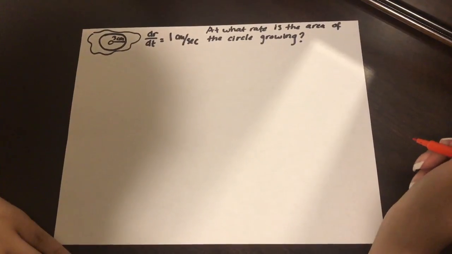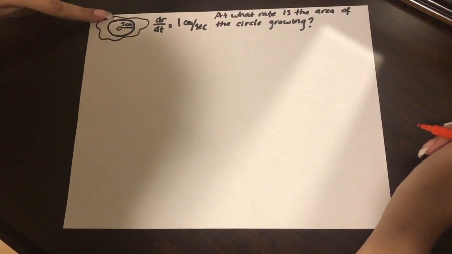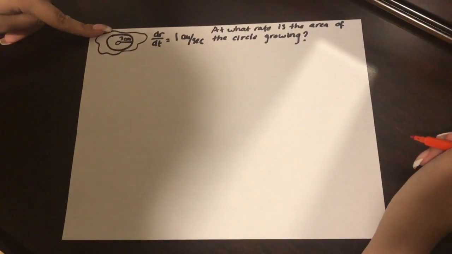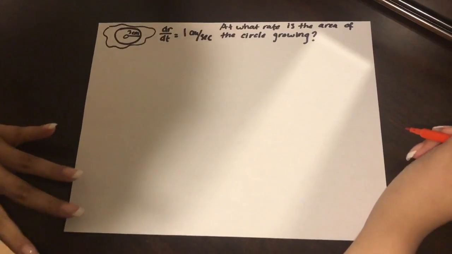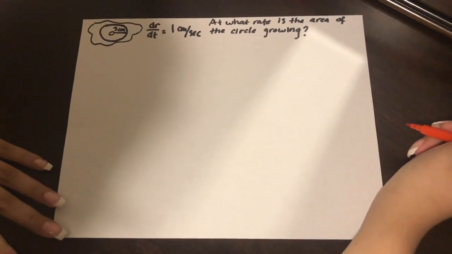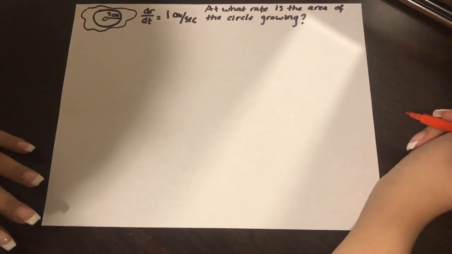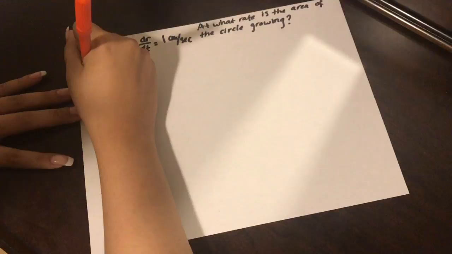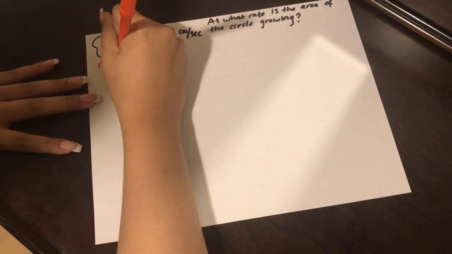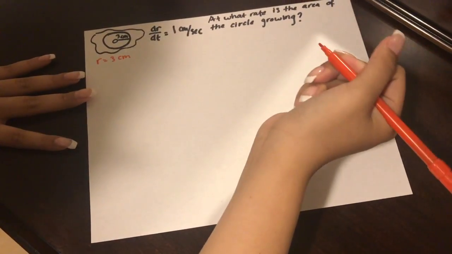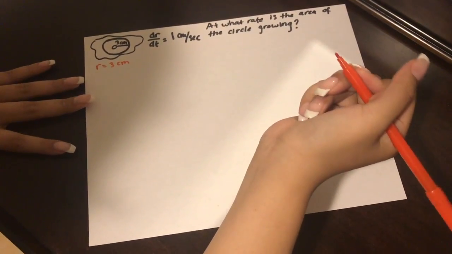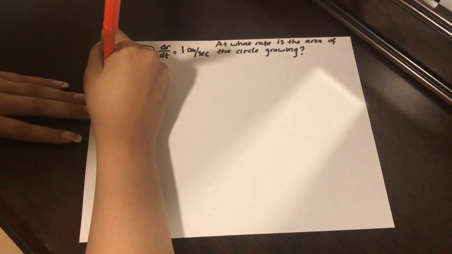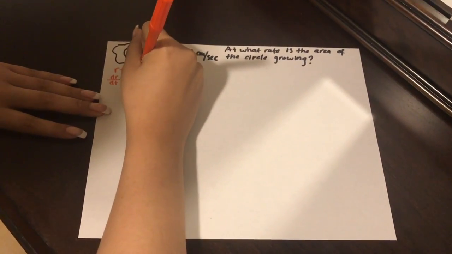Okay, example 1. A pebble was thrown into a pond, creating a ripple with a radius of 3 centimeters, growing at a rate of 1 centimeter per second. Now the question is, at what rate is the area of the circle growing? First, we are going to write out what we know. We know that the radius equals 3 centimeters, and that the rate at which the circle is growing is 1 centimeter per second.